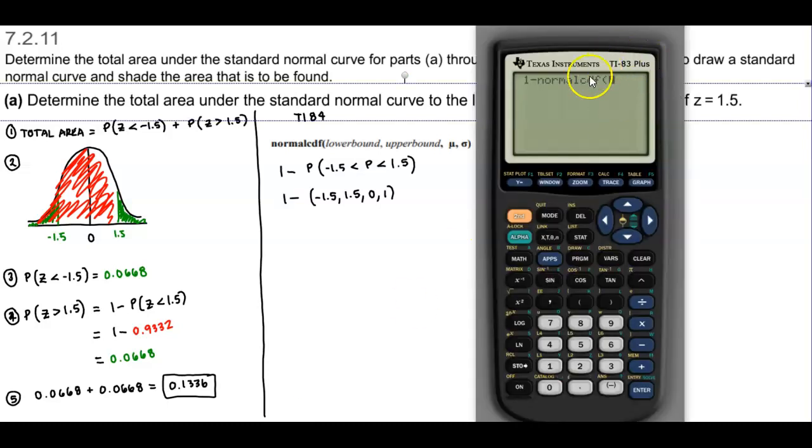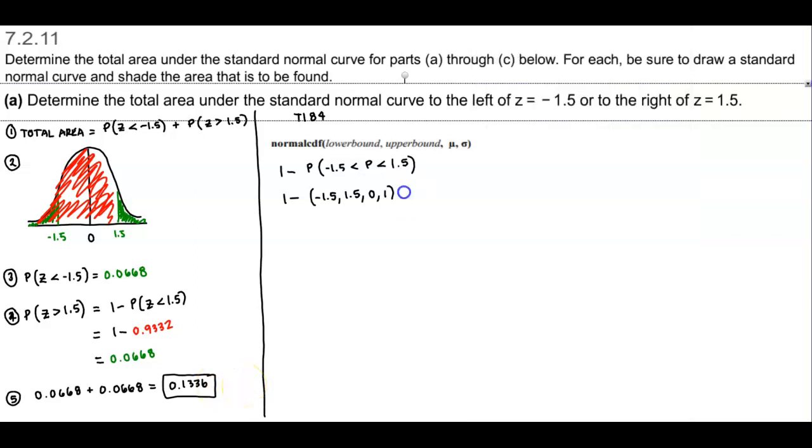So we already have 1. We're going to subtract normal CDF, negative 1.5, comma 1.5, comma the mean, and then the standard deviation. And then that gives us 0.1336, which is what we get here. So we get 0.1336. Now we can also look at this as another way.